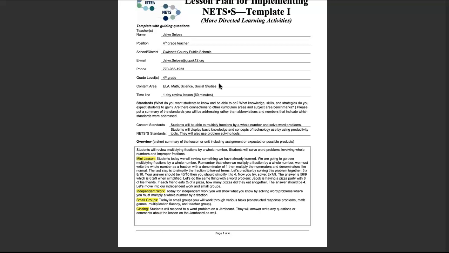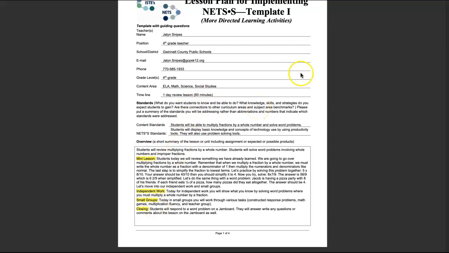For this lesson, students will be able to multiply fractions by a whole number and solve word problems. Through this lesson, I wanted to introduce students to using Jamboard. They had never been introduced to Jamboard prior to this lesson. For the standards, students will display basic knowledge and concepts of technology use by using productivity tools. They will also use problem-solving tools.